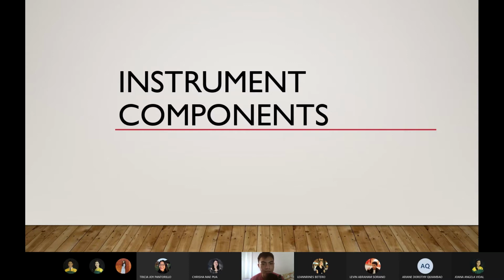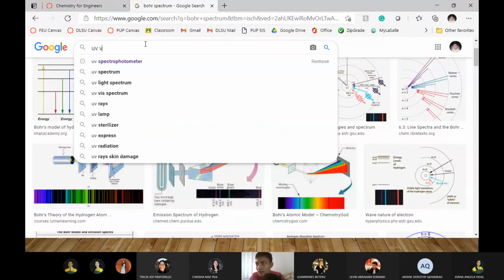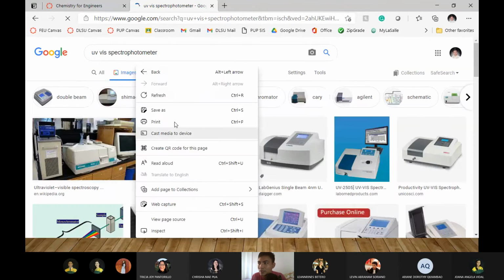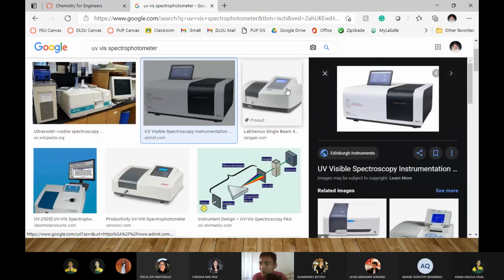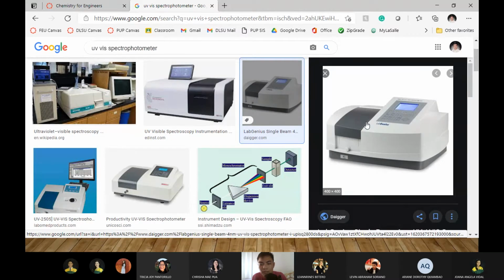Okay. So to give you an idea, ito yung itsura nila sa labas. Let's take a look at UV vis. We have this thing called the UV vis spectrophotometer. Ito yung luma namin, ito yung luma na ginagamit ko sa PUP dati.